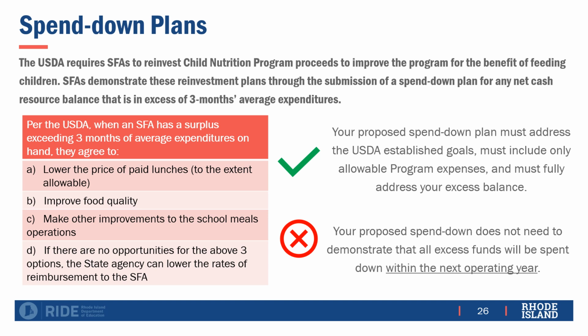to meet regulatory requirements. Remember, proposed spend down plans must address the full excess balance and do not need to demonstrate that all excess funds will be spent down within the next operating year. SFAs may propose a multi-year spend down plan as long as all other requirements of the plan are fulfilled.